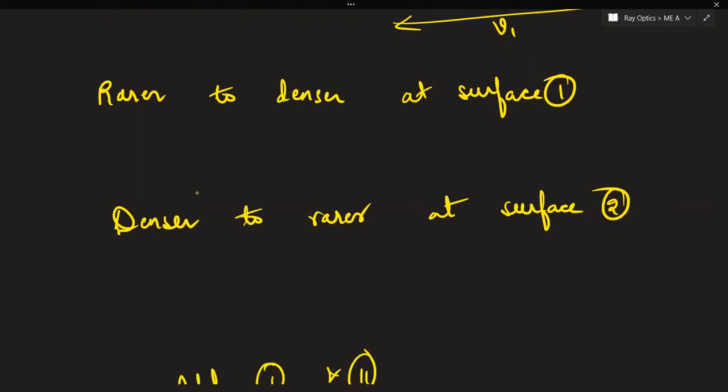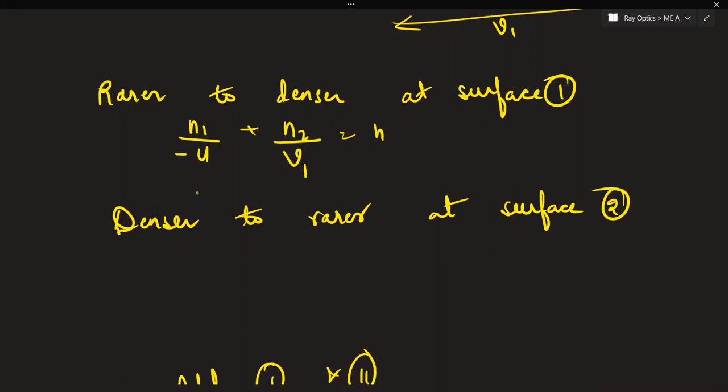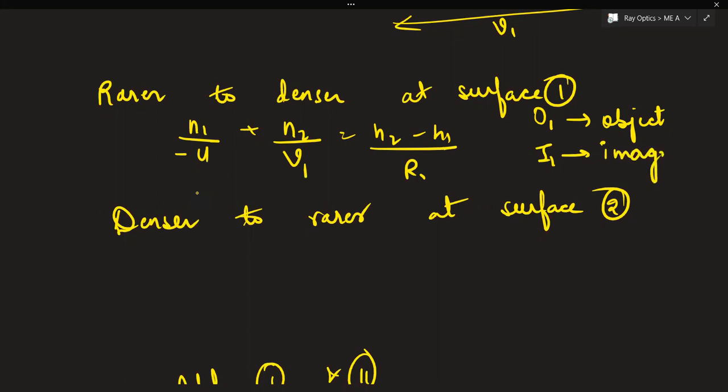So the formula will become N1 by minus U plus N2 by V1 is equal to N2 minus N1 by R1. Why did I write V1? See, the object for the first surface is O1 and the image that is formed is I1. Remember that intermediate image that was formed. So the image distance for the intermediate image is V1 only. So this formula is applicable.